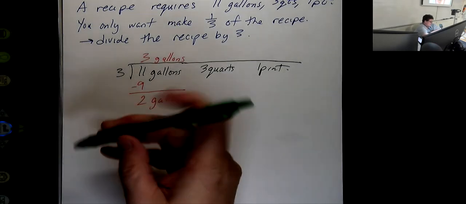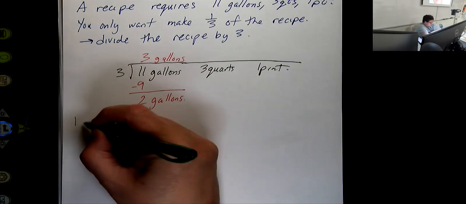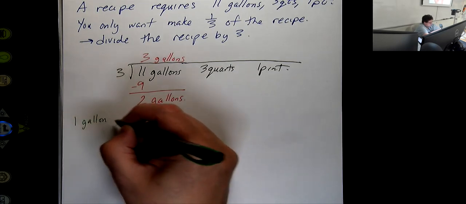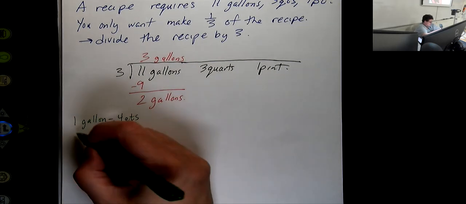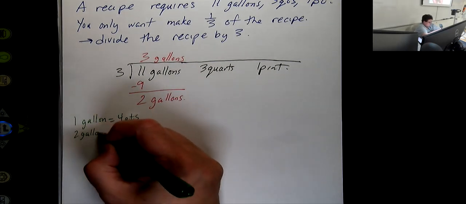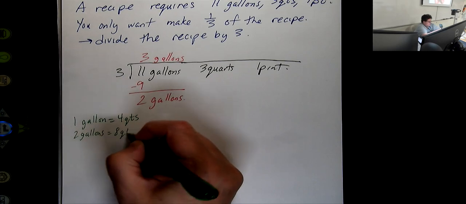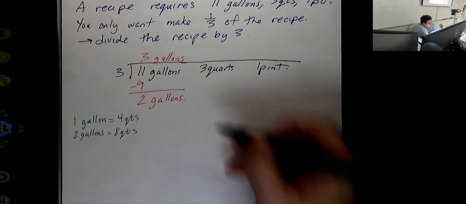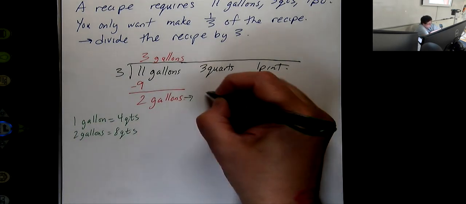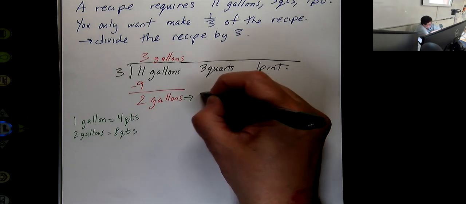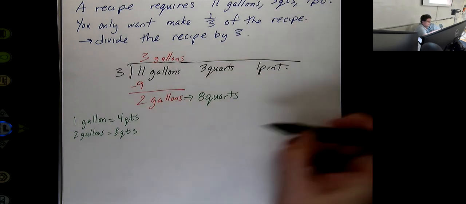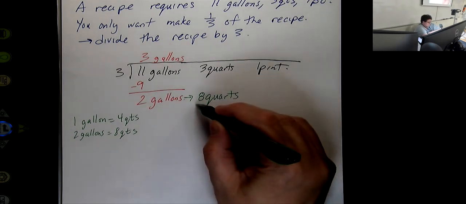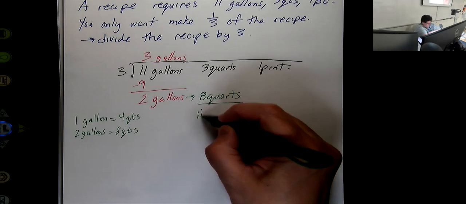One gallon is 4 quarts. So if I double this, I get 2 gallons equals 8 quarts. So that's what I'm going to do. I'm going to take this 2 gallons and then I move it over into the quarts column, and I'm going to put it as quarts. And then I can add this up and see how many quarts I have right now.